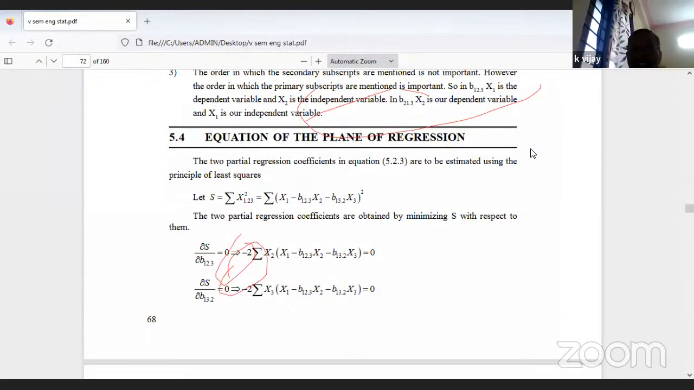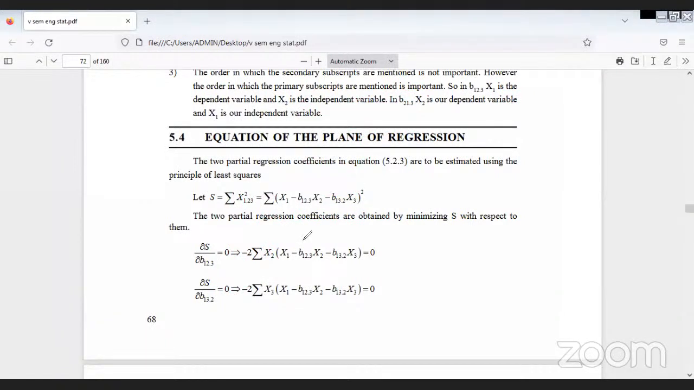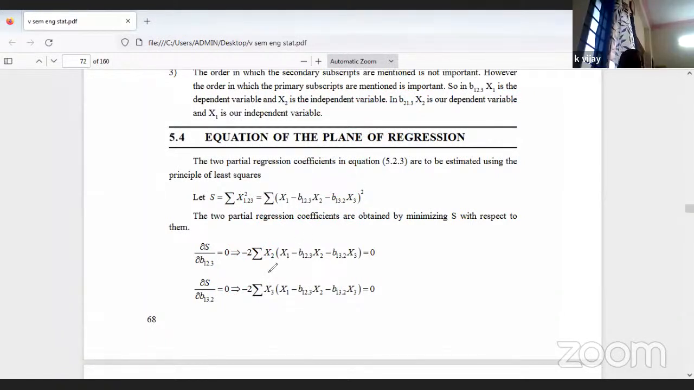It is a partial differentiation. Dou S by dou b: d by dx of x squared is 2x. Therefore minus 2 summation of x2 times x1 minus b12.3 x2 minus b13.2 x3, that is, minus summation of x2 into x1.23.